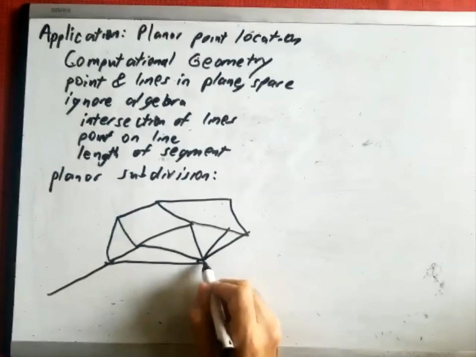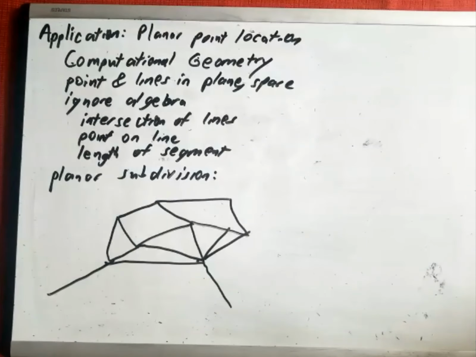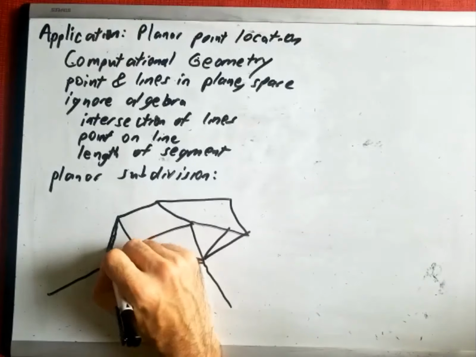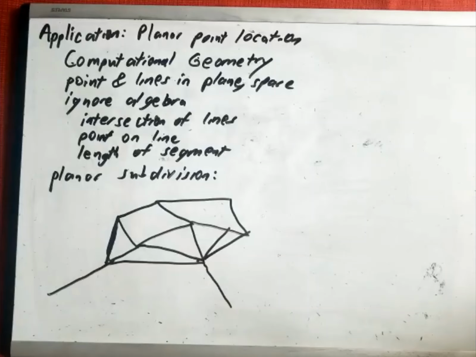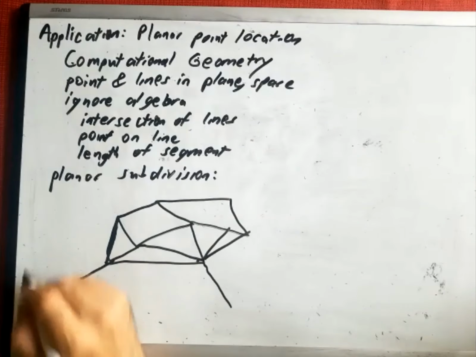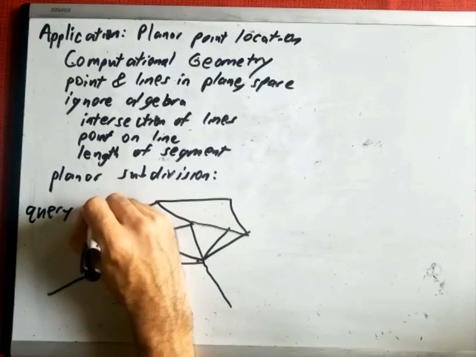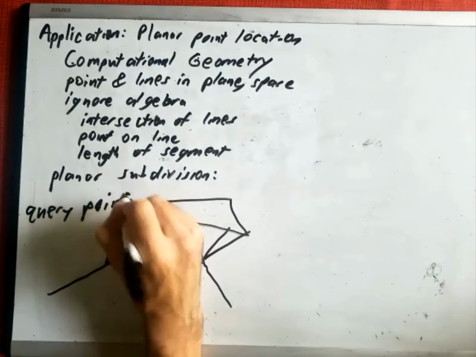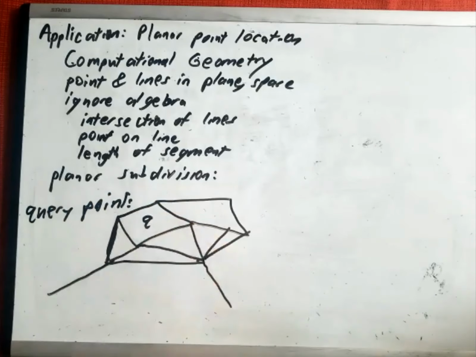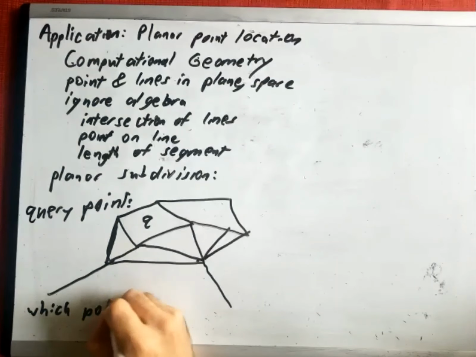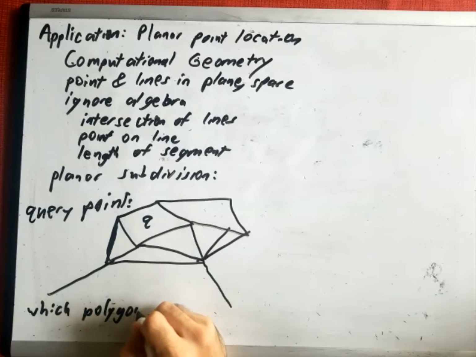Some of the lines may be infinite, who knows, doesn't really matter. Some of them might be finite, but the point is that you've got a bunch of lines, they intersect in various places and create the vertices of polygons. And now you get a query point. Somebody specifies a particular point, and the question is, which polygon is it in?